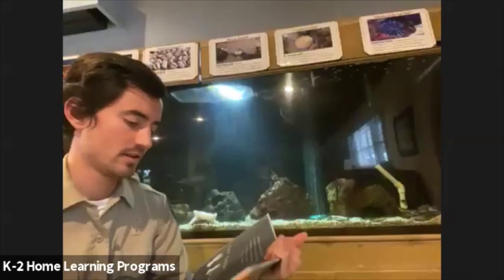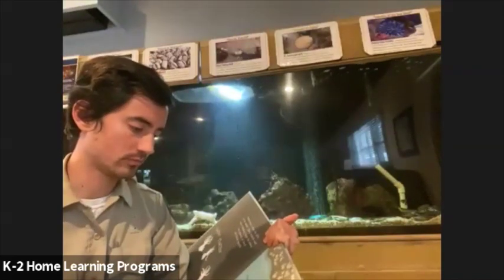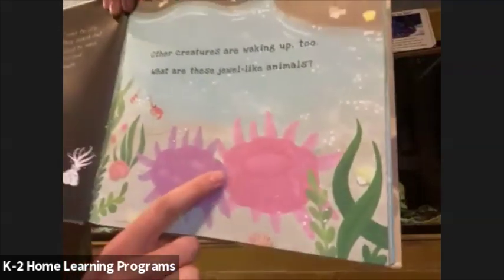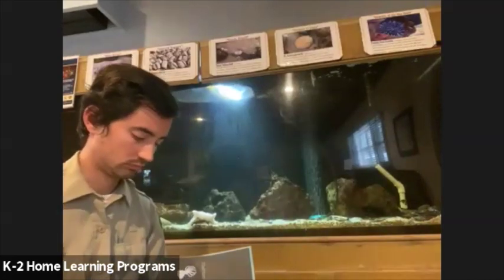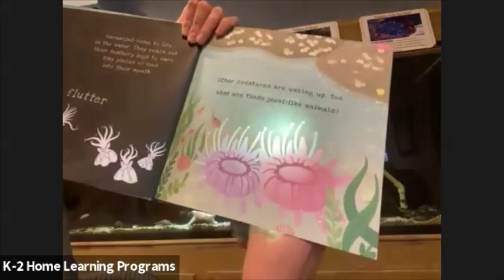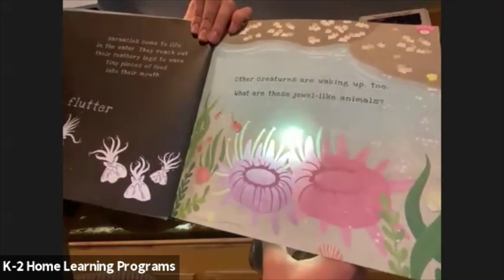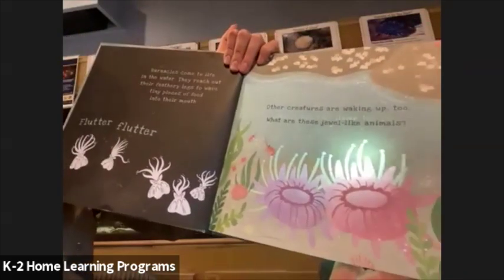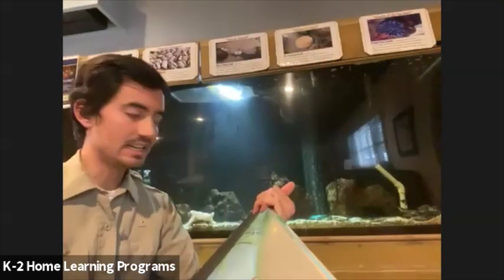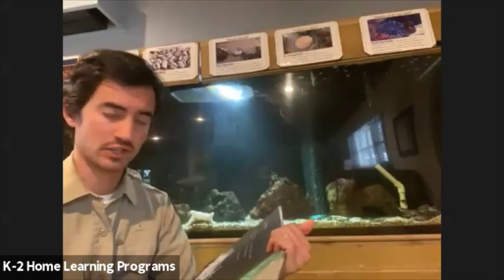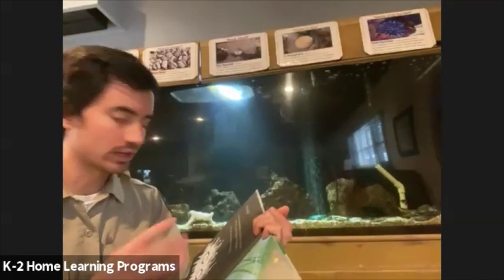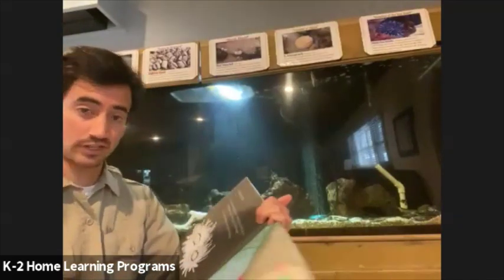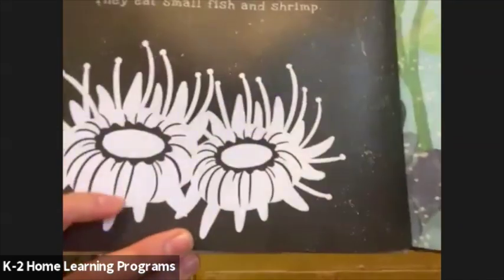All right, what's next? Other creatures are waking up too. What are these jewel-like animals? Well, let's shine a light and figure it out. Wow, I didn't even see those things. Gone, and they're back. They look like almost tentacles. The sea anemones. Sea anemones are searching for food with their long, wriggly tentacles. They eat small fish and shrimp. So these are sea anemones.